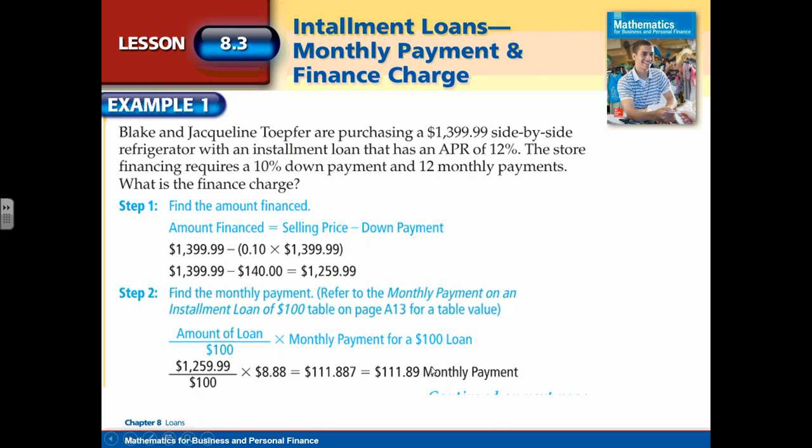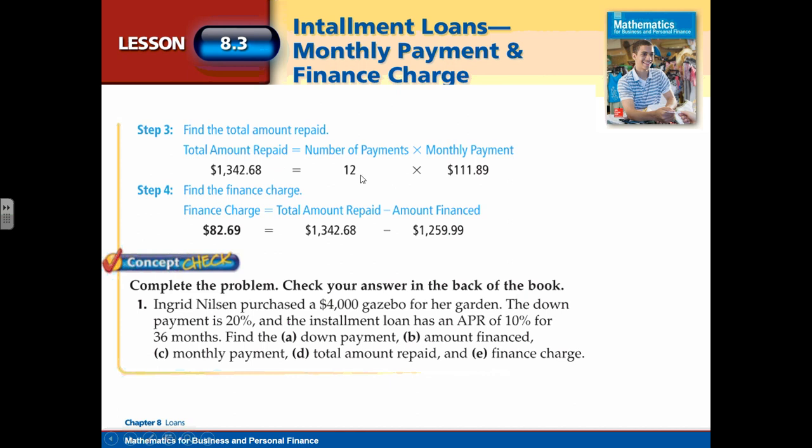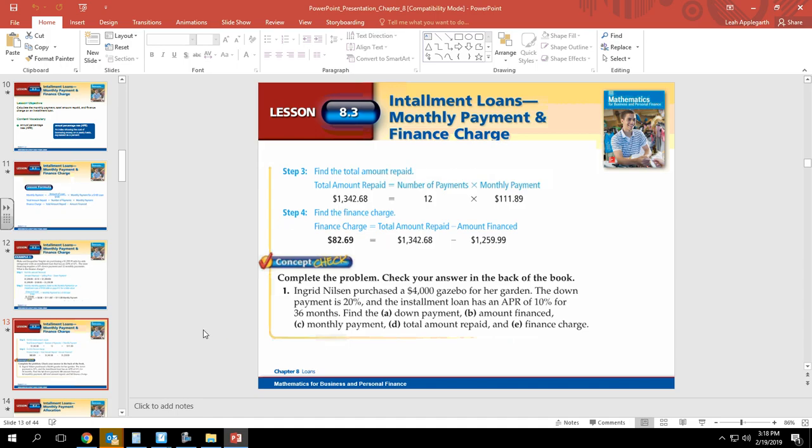We're not looking for just the monthly payment. We're looking for the finance charge. So we're going to take the monthly payment, 111.89, times 12 months, because that's how many payments we're going to make. And we see that the amount repaid is going to be $1,342.68. Our finance charge is the amount that we repay minus the amount that we financed. And after that's said and done, it's $82.69.